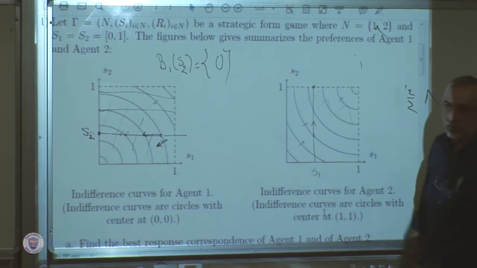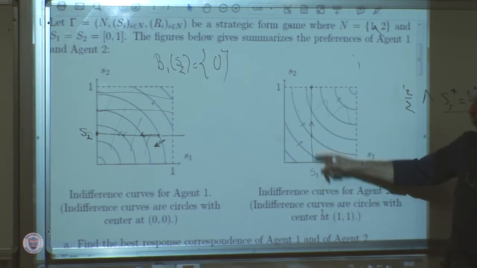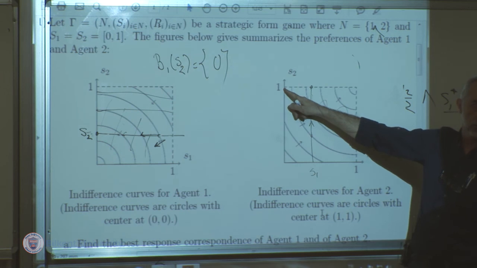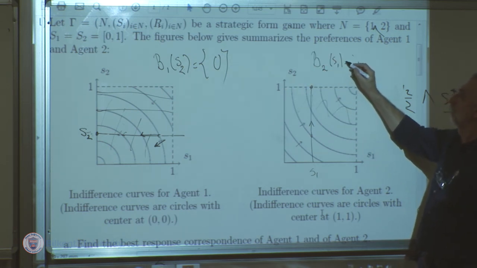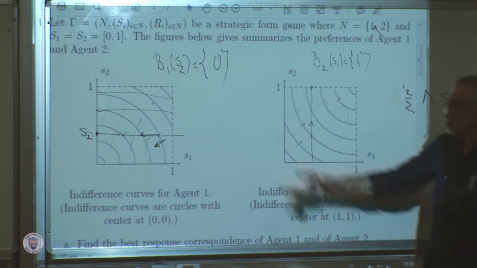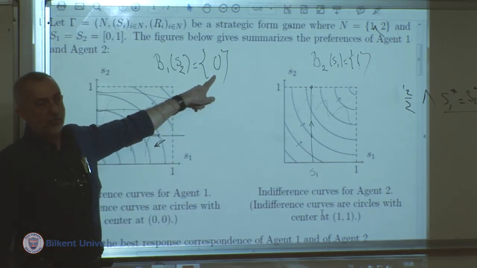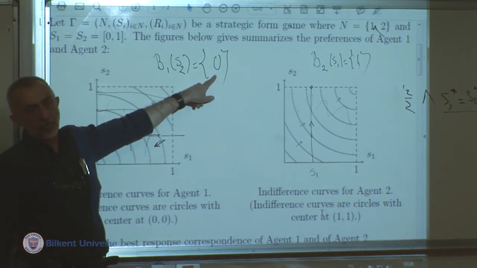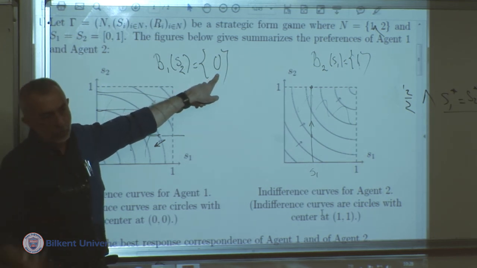And this point is his most preferred point on that line, which corresponds to the strategy 1 of player 2. So from here, we see that B2 of S1 is equal to 1. So that was easy. Once you see that, we can conclude that player 1 has a strictly dominant strategy, and it is 0. If 0 is a strictly dominant strategy, it's also a dominant strategy.